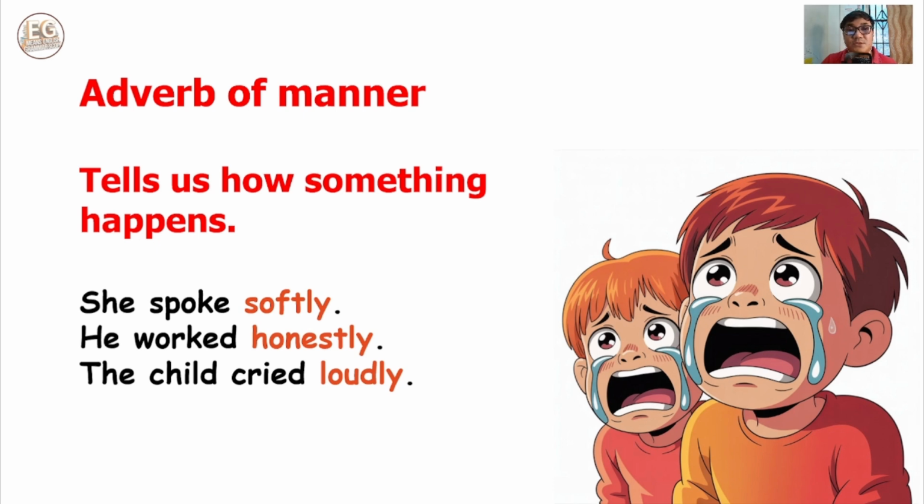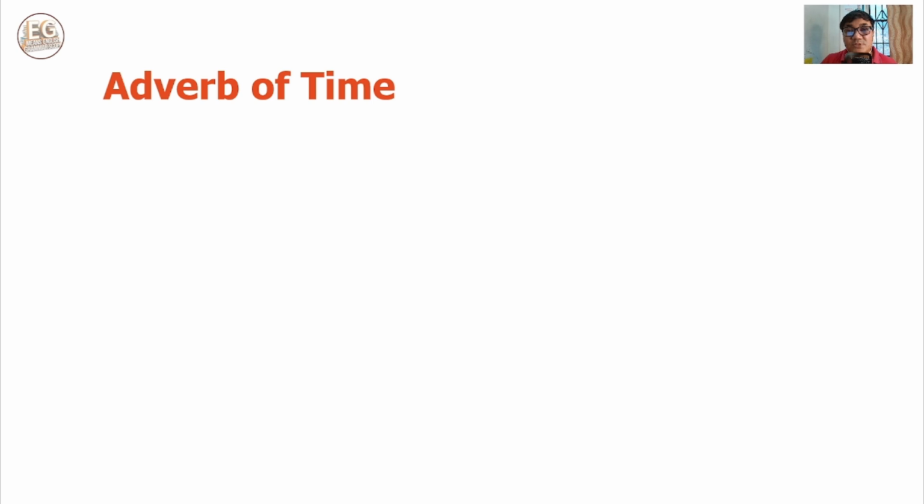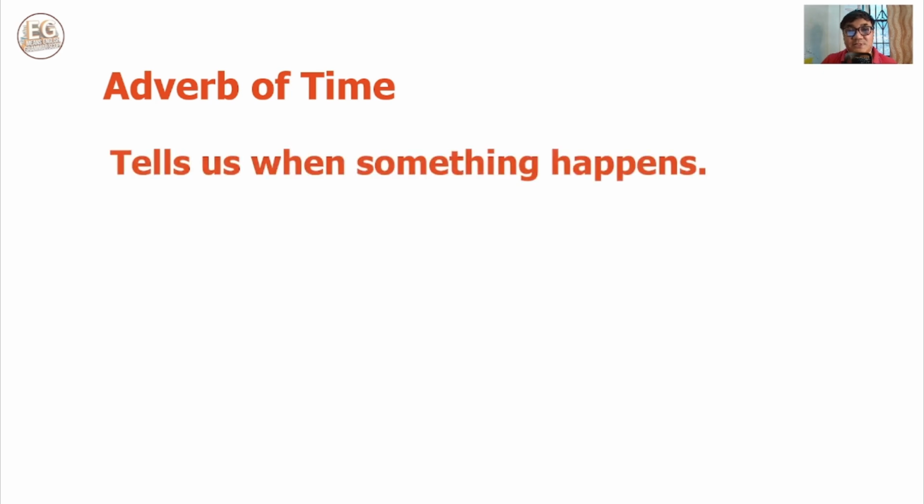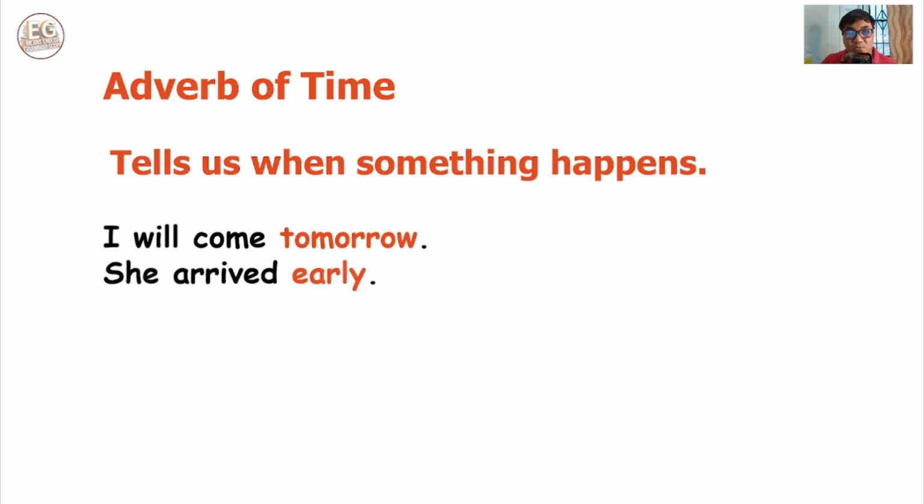All right, let's continue. Next is adverb of time. Yes, as the adverb of time defines, it tells us when something happens. That means it usually tells us about the time frame of that action. Like in the sentence, I will come tomorrow. So tomorrow is the adverb in this sentence. It is telling us about a particular time. That is tomorrow.